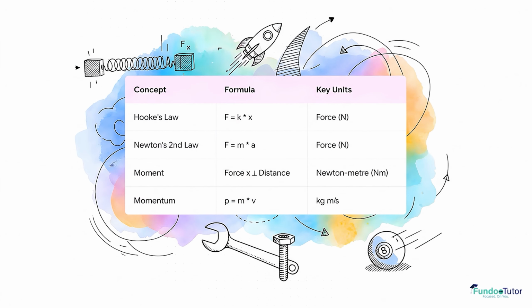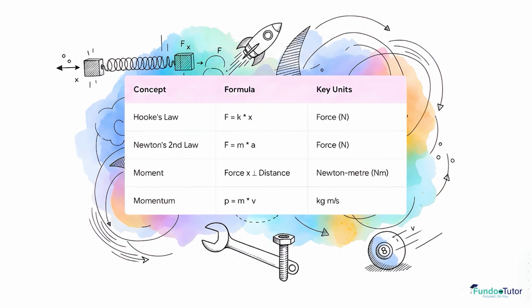Now let's talk about the forces that actually cause all this motion. Hooke's law, that's all about how springs stretch. Newton's second law, F equals ma, is probably the most famous equation in all of physics. It's the key that connects the force on an object to its mass and acceleration. For moments, I want you to think about using a wrench. It's a turning force, and the absolute key here is that the distance has to be measured at a perfect right angle from the pivot point. Finally, momentum is basically mass in motion. It's just mass times velocity.